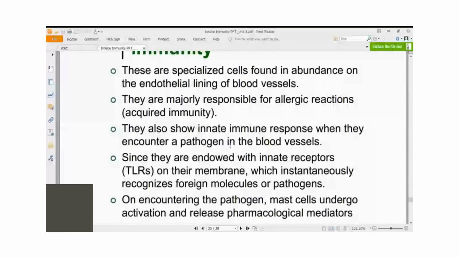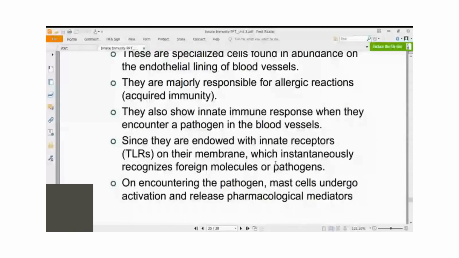When the pathogen makes its presence in the blood, the mast cells will come in contact with these pathogens through the TLR. I had mentioned that the TLR is nothing but the toll-like receptor on the membrane. That toll-like receptor recognizes this pathogen and binds to it and activates the mast cells, and those activated mast cells are going to release the pharmacological mediators which are already stored in their granules.